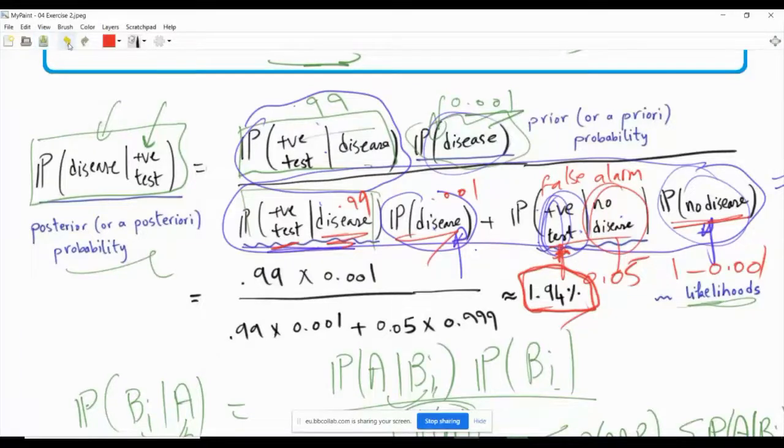Which is a very small number. So basically, if someone is tested positive for a medical case, you may be in a situation in which the actual probability that the guy has the disease is actually very small. So here it's about 2%, 0.02. The probability that the guy has the disease given the positive test is very, very small.